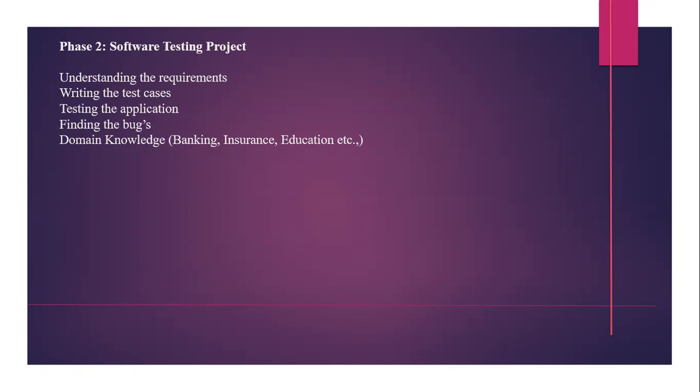When it comes to domain knowledge, in the software industry, in real time, we have many domains like banking, insurance, education. With all these different kinds of domains, I'll be explaining how these different domain applications work. How does an application for the banking domain and the insurance domain look, how to test that, and how to write the test cases for different domains. All these we'll learn practically in the phase two sessions.